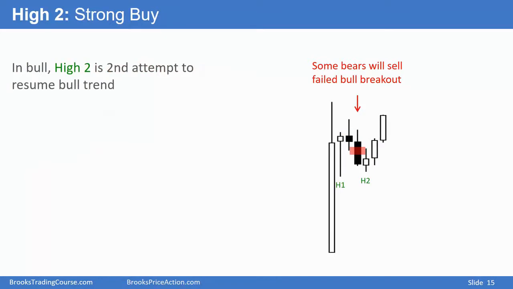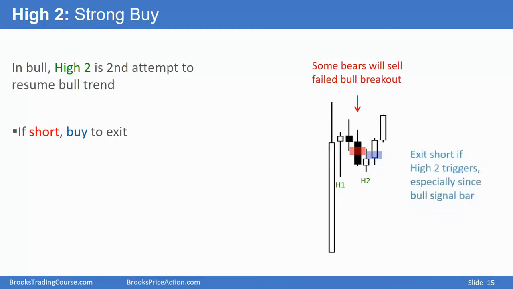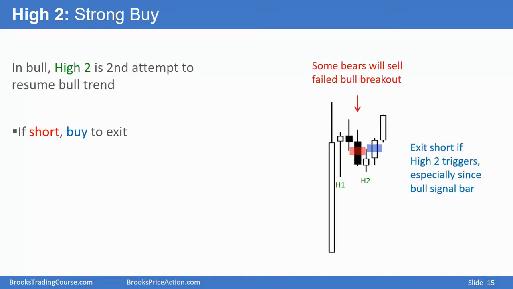The high 2 is the second attempt to resume the bull trend, and it therefore has a higher probability of success. And if traders are short, they will exit their shorts if the high 2 triggers, especially if the buy signal bar for the high 2 has a bull body. And if traders are flat, it's a great opportunity to get long. You have a high 2 buy setup with a bull body. So bulls will buy because it's a high 2 and a bull trend.